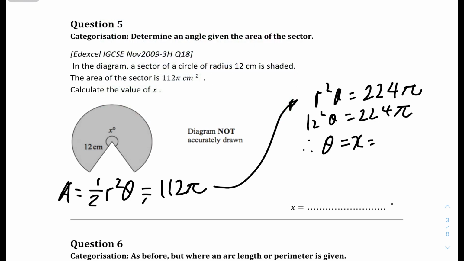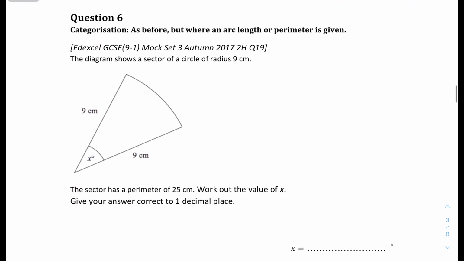Therefore, the theta value, which is the angle or the x, will be 224 pi divided by 12 squared, which is 144, and that will get you an answer of 280 degrees after converting it to degrees. Because without turning it into degrees, the radians that you get is 14 over 9 pi, which is the same as 280 degrees.